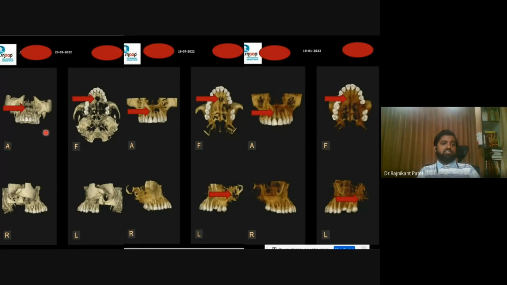This is the CBCT scan report. Here, in this photo you can see these black marks over there. There is lost bone over this area, so the rays are passing through it easily.